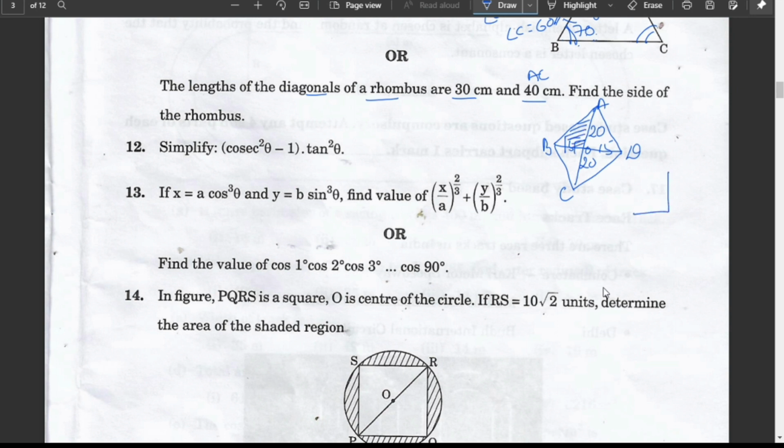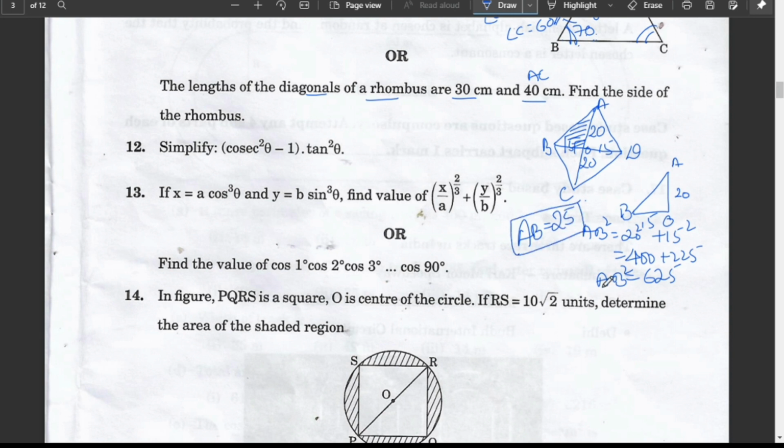Pythagoras theorem for triangle ABO, with 20 and 15. AB square is equal to 20 square plus 15 square, that is 400 plus 225. Okay, good number, we get it. AB square is 625, so AB will be the square root of 625, that is 25. So the side of the rhombus is 25 centimeters.